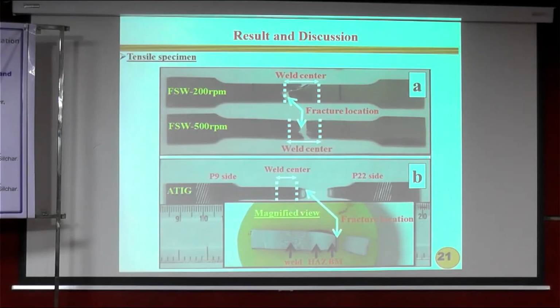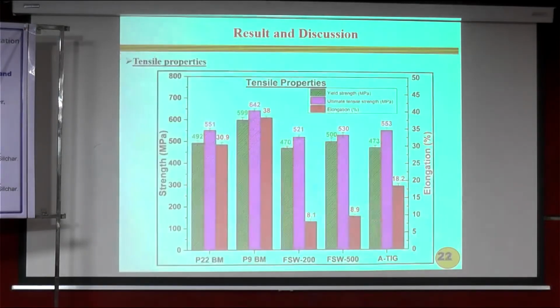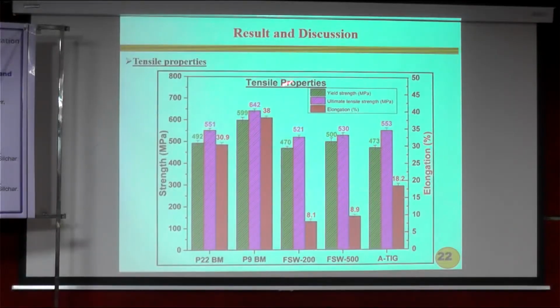Here we have already seen that because of the evolution of soft zone and hard zone, the failure was in the center of the weld. So here you can see the tensile properties. The base material 2 1/4 chrome 1 moly, that is P22, has an ultimate strength of 551. The P9 steel, the 9 chrome steel, has an ultimate strength of 642. In the case of friction stir weldment, it reaches 521 and 530. In the case of ATIC welding, it is 553.